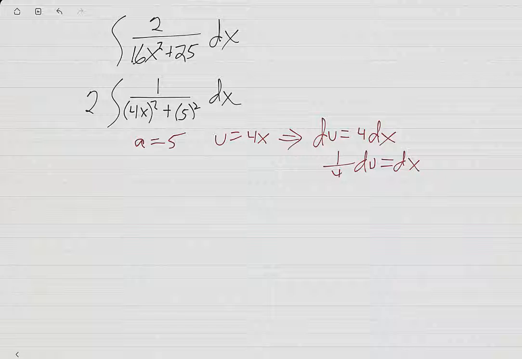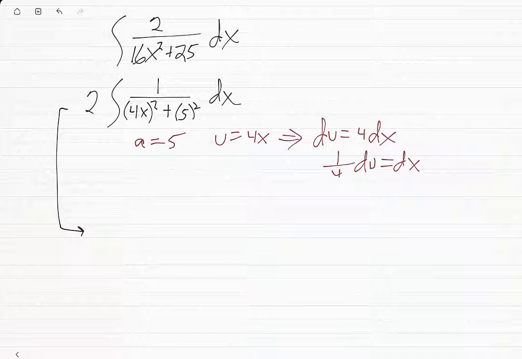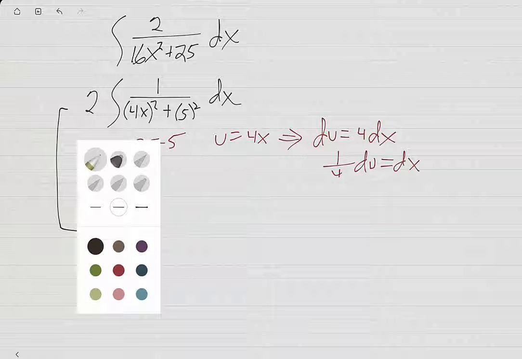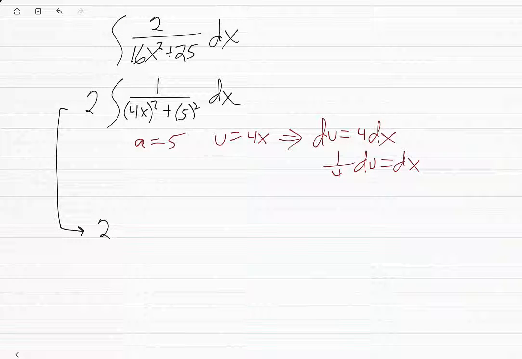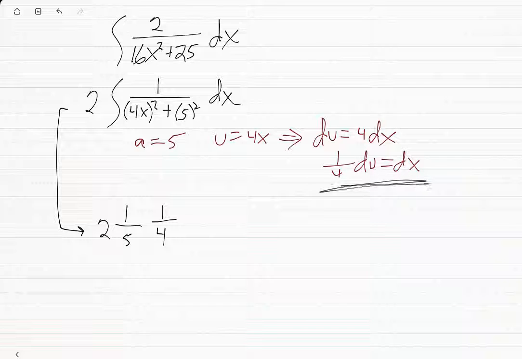All that means is that when you crank this through your formula for arctan, you're going to have that factor of 2, and then that's going to be multiplied by the 1 over 5, which is also multiplied by a 1 over 4. That 1 over 4 is coming from the fact that dx is 1/4 du.